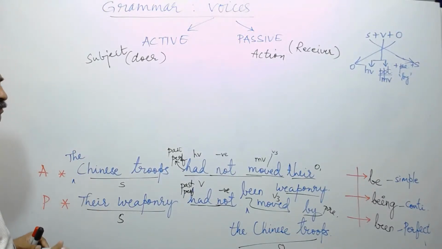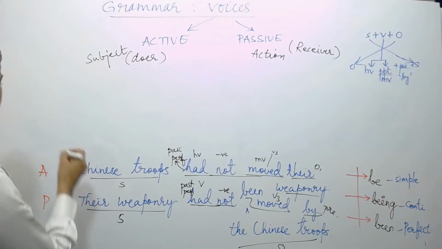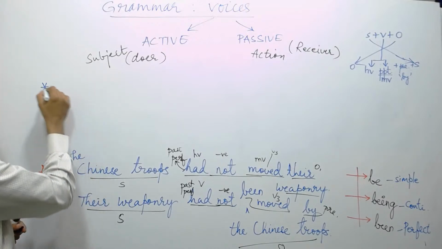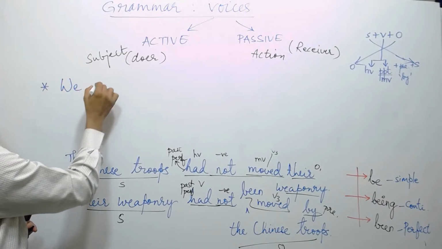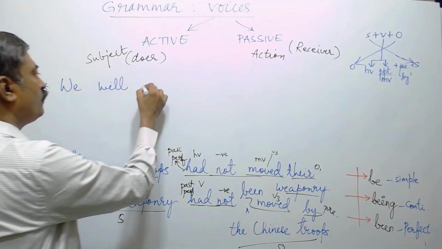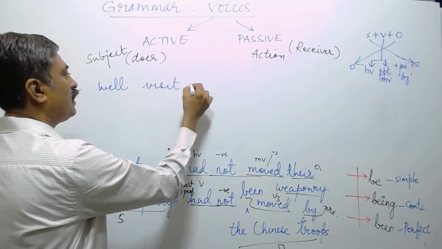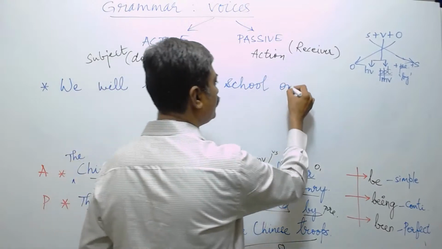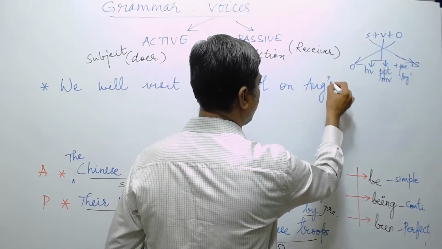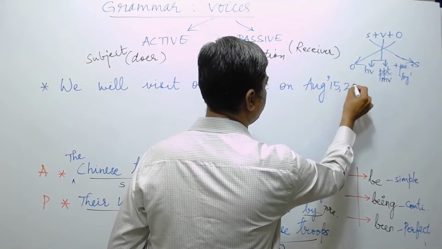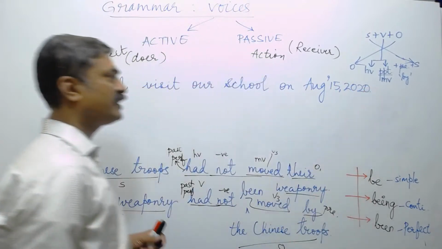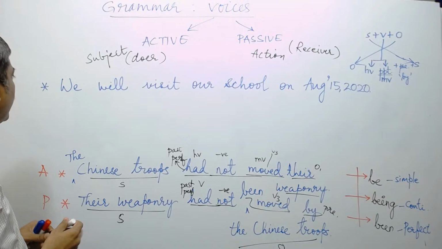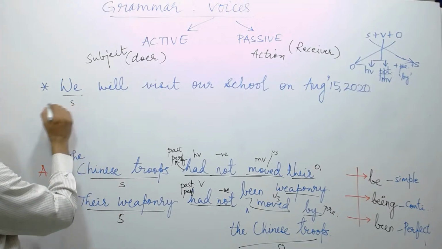Let's also have an example of future tense, right? Future tense is what? Like, we will visit our school on August 15, 2020. So hope you understand what we are pointing at now. So just as a future tense verb for you to check out how the transformation goes about.